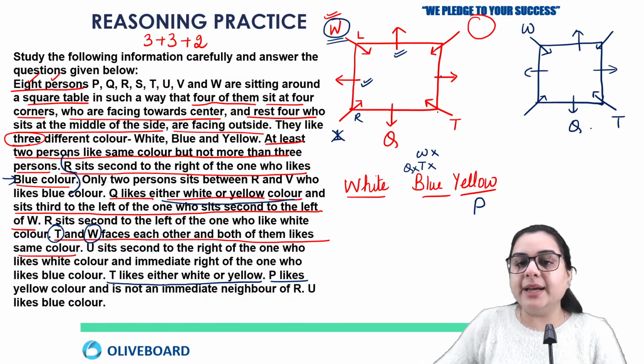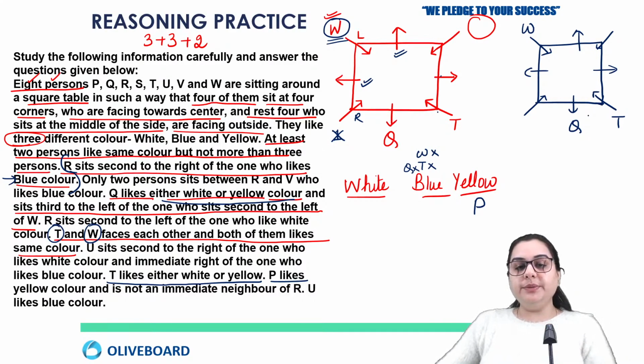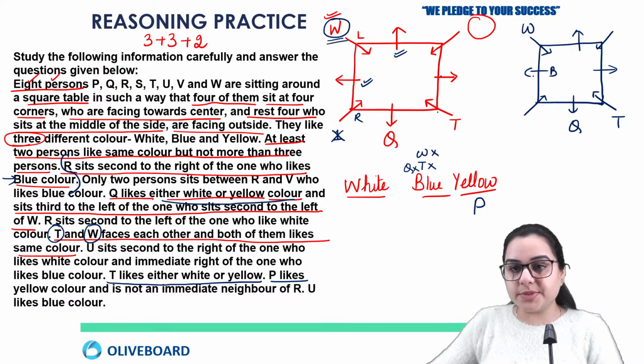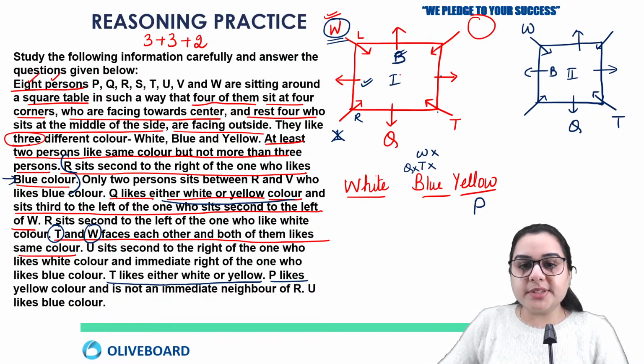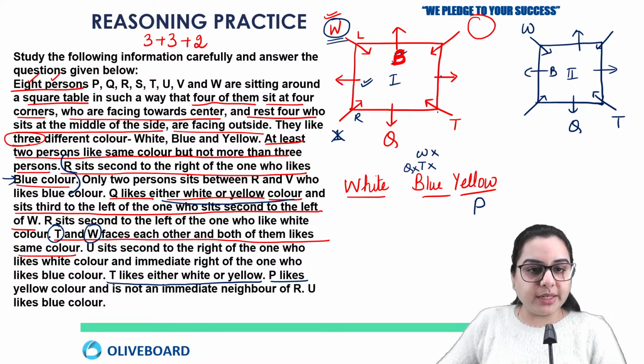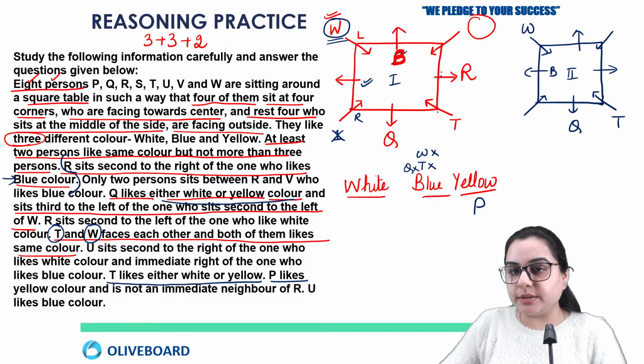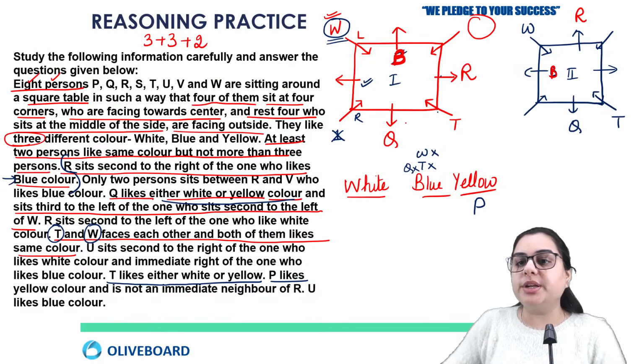W, Q and T, right? Okay, so either I'm going to write blue color on this position or on this position. So this is your possibility number 1 and this will be your possibility number 2. In possibility number 1, if I'm writing blue here, then second to the right of blue we have to make R sit. So R should be written here. In the second possibility, if I am writing blue here, then second to the right of this position I am going to make R sit.